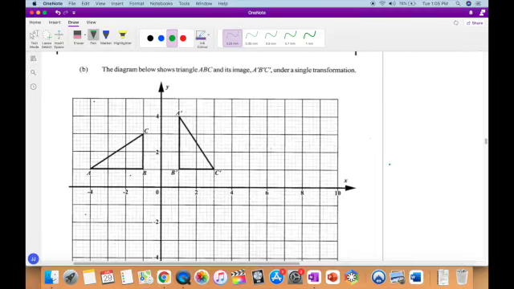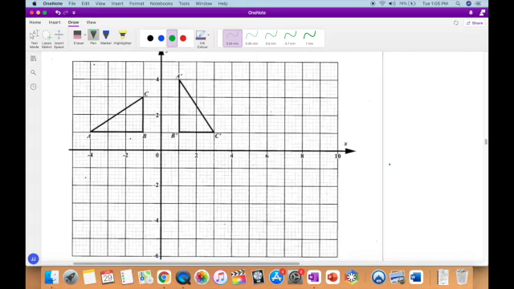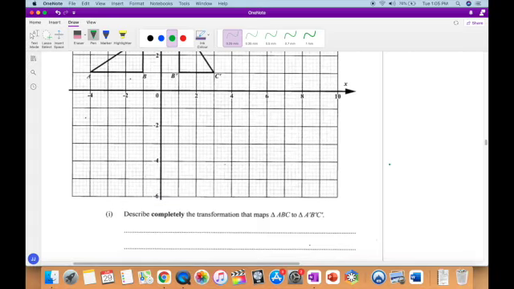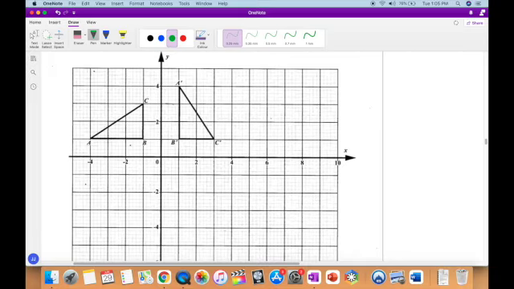The diagram below shows triangle ABC and its image A prime, B prime, C prime under a single transformation. Completely describe the transformation, right? Now at the end of the day, a single transformation, in order to get this to this, I would probably need to rotate this and then translate it. So it's not going to be a translation or a rotation, but maybe it is a rotation.